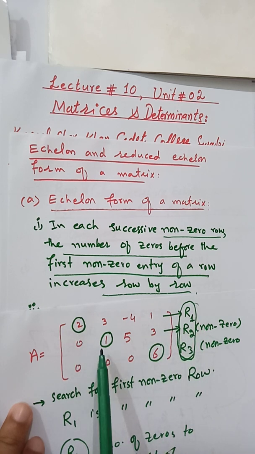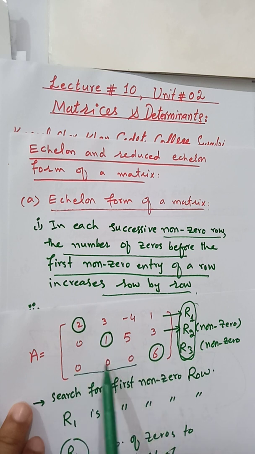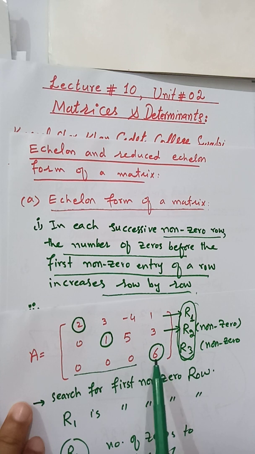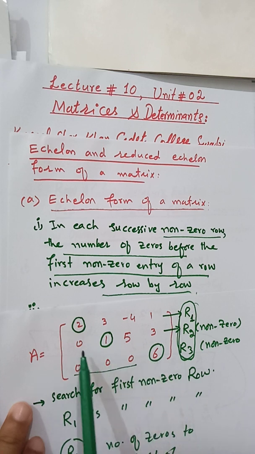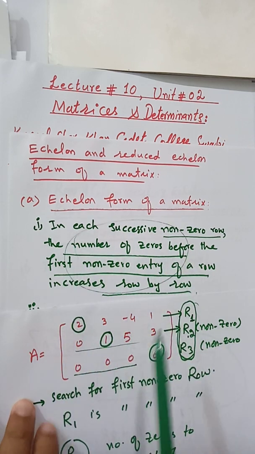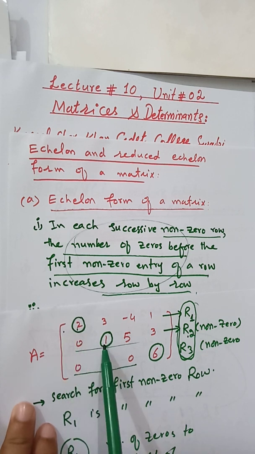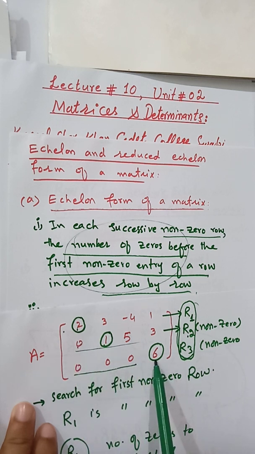And similarly you see that in the third non-zero row the number of zeros before the first non-zero entry has increased again. So this is the meaning of this. You see that in each successive row the number of zeros increases row by row. Before the first non-zero entry in the first row there is no 0. In the second, before the first non-zero entry there is 1 zero. In the third, before the first non-zero entry there are 3 zeros.